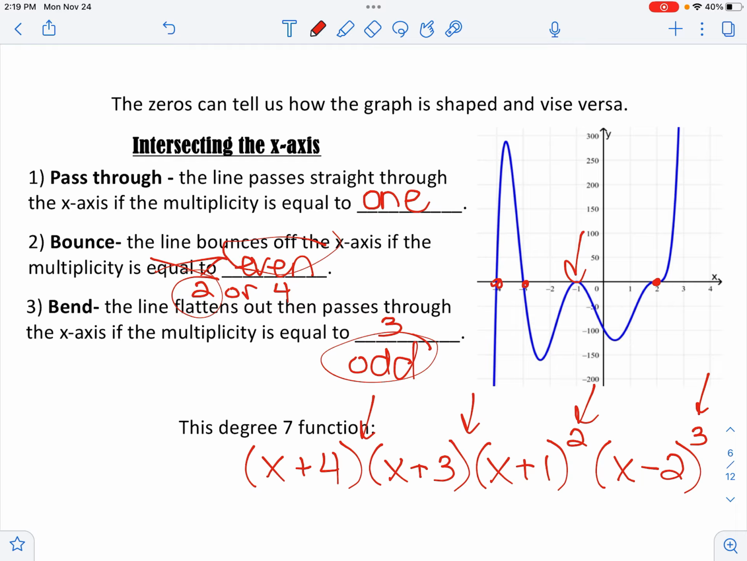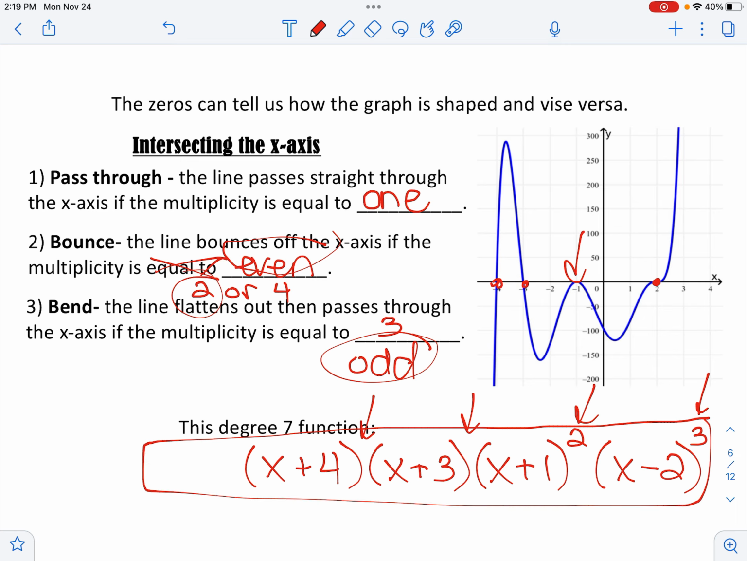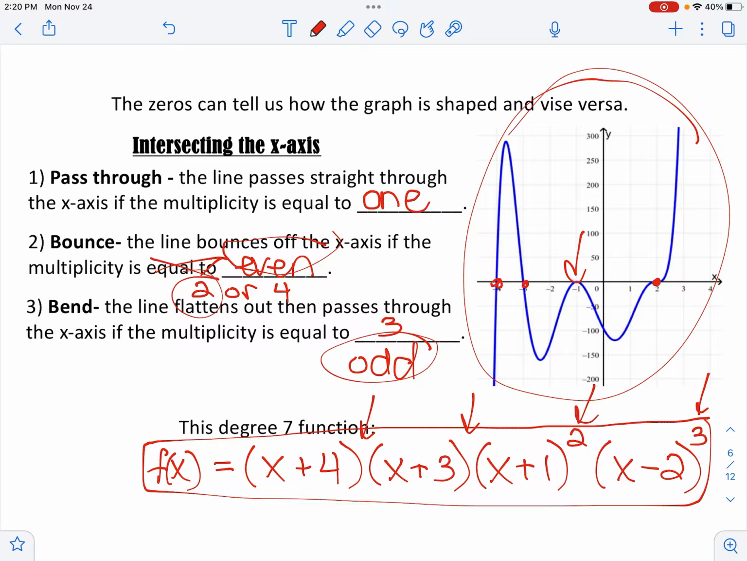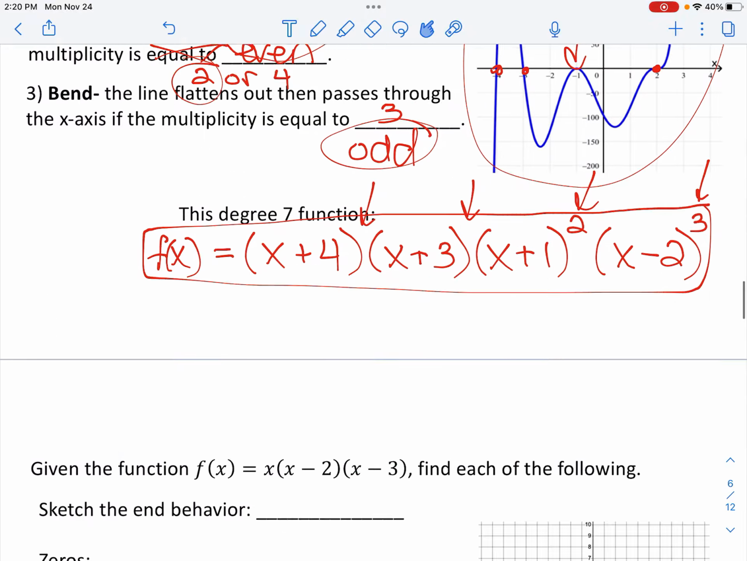So even though we didn't know what this function actually was, this is actually what the function would look like. We could name it f of x. And if I multiplied all that out, I'd have my polynomial function. But I could also type it into the calculator like that, and it would look like this. So just by looking at that, knowing a little bit about how graphs behave for polynomials, we can determine the function, which is kind of cool.